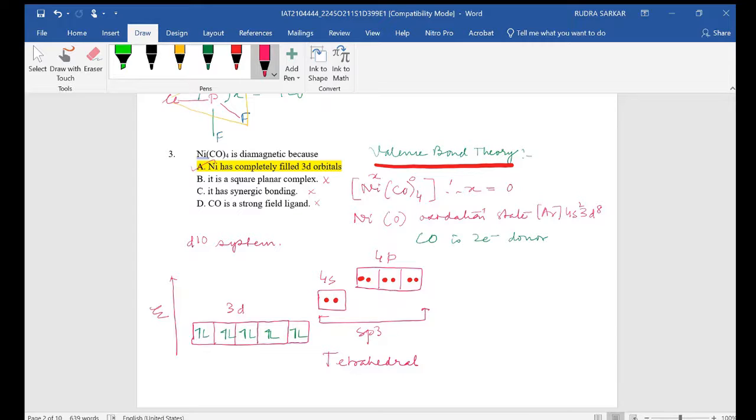So here we will say, since nickel has a completely filled 3d orbital and there are no unpaired electrons, that is the reason for which we will say that our complex over here is diamagnetic. Okay, next.